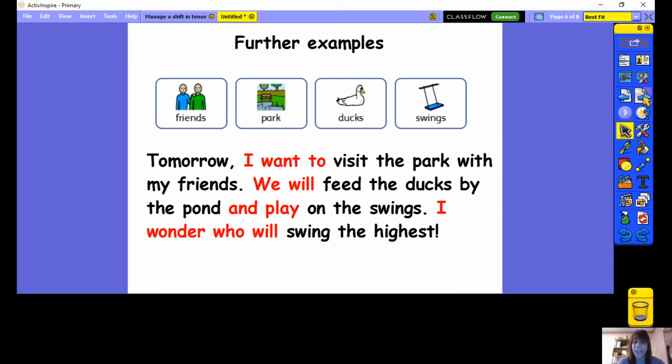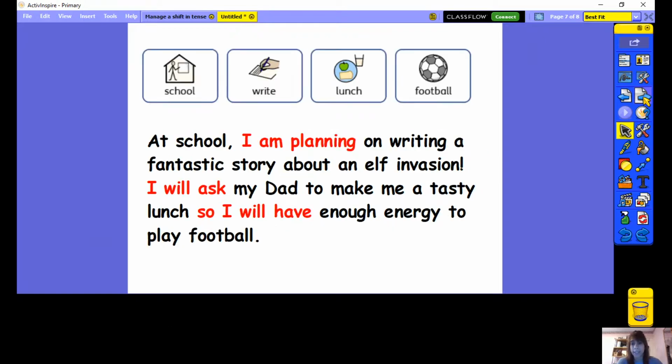If you want to, you can pause the video now and try and write that in the past, so thinking about your ed suffix. Okay, I have another example here. So again, I have school, I have a picture of somebody writing, some lunch and a football. So again, I've constructed what I could write if I was using future tense. At school, I am planning on writing a fantastic story about an elf invasion. I will ask my dad to make me a tasty lunch, so I will have enough energy to play football.